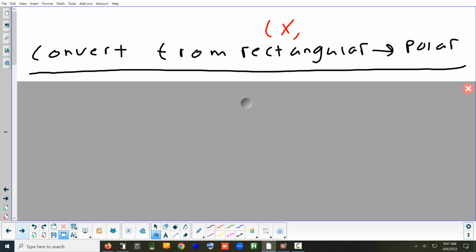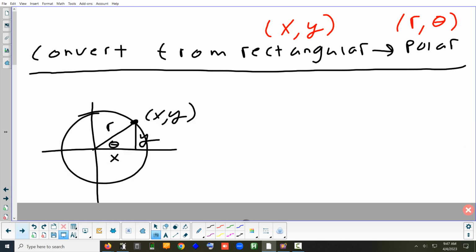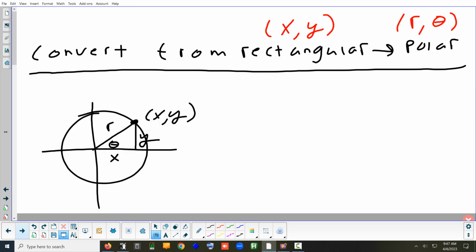So in rectangular, they give you an x and a y. And now your goal is the opposite of last time. Turn an x and a y into an r and a theta. Well, I've got the same diagram I had last time. The difference is you're going to know this, and you're going to know that. You're going to know the two things I circled.